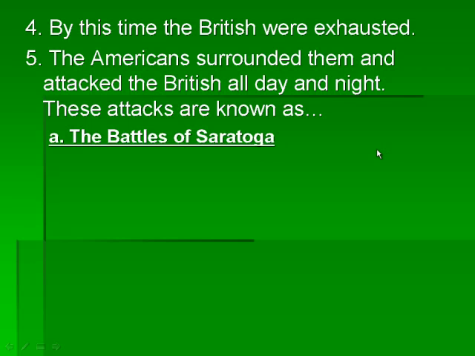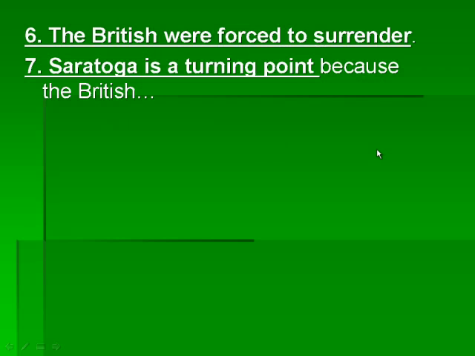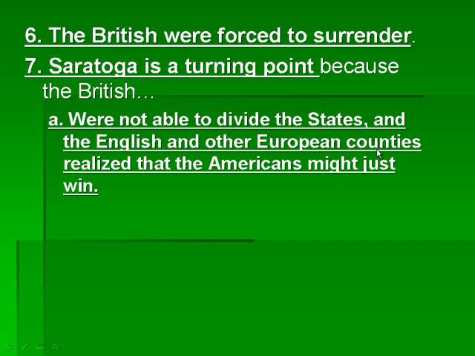The battles at Saratoga are what we would call a turning point in the war, because the British are forced to surrender, and this is the first major big victory that the Americans have. Basically, the British were not able to divide the states. They weren't able to cut New England off from the rest of the colonies. And the other European countries, mainly the French and the Spanish, realized that the Americans might just win.